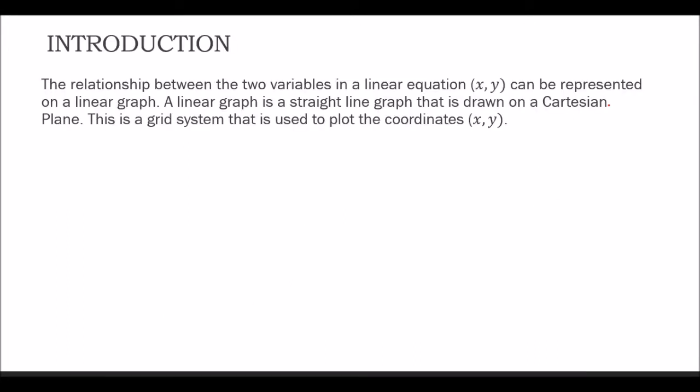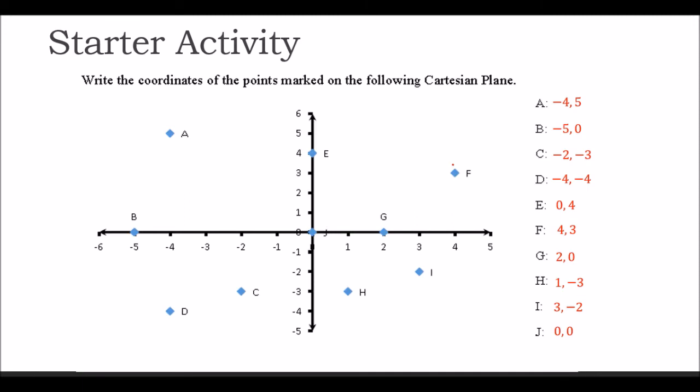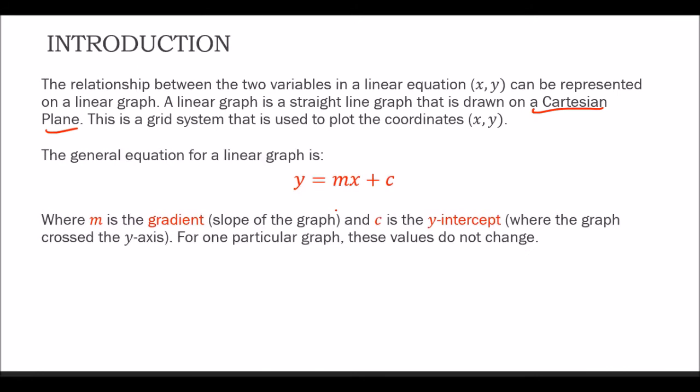Okay, let's move on. So as an introduction to our lesson, the relationship between two variables in a linear equation, x and y. So whenever you have a linear equation, you're referring to these two variables, which can be represented on a linear graph. A linear graph is a straight line that is drawn on a Cartesian plane, like I mentioned before. This is a grid system that is used to plot the coordinates x and y. So everything that we saw here, okay, entails what I just mentioned. So you've got a Cartesian plane, you've got coordinates, although the only thing you don't have is a straight line, but we'll get to that.